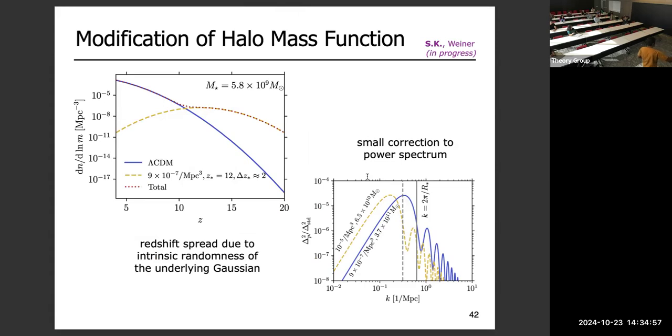So I should clarify, this is not the matter power spectrum. This is the primordial power spectrum. What I'm plotting here is the ratio of the particle production induced power spectrum. What I showed you was the production of one inflaton, but you can have production of two inflatons, so that gives you a 2-point function. I'm comparing that with the standard, so it's just the ratio, and the ratio is super small.